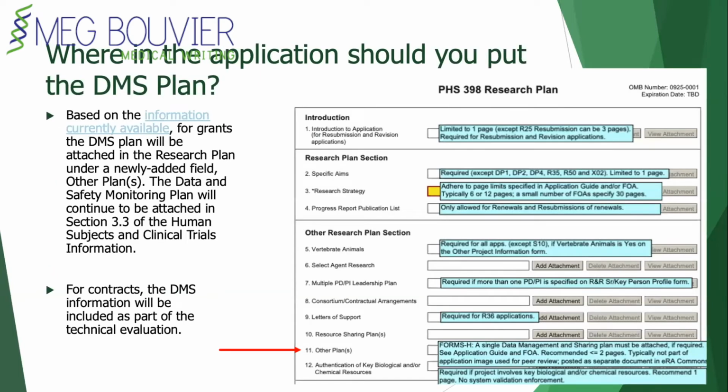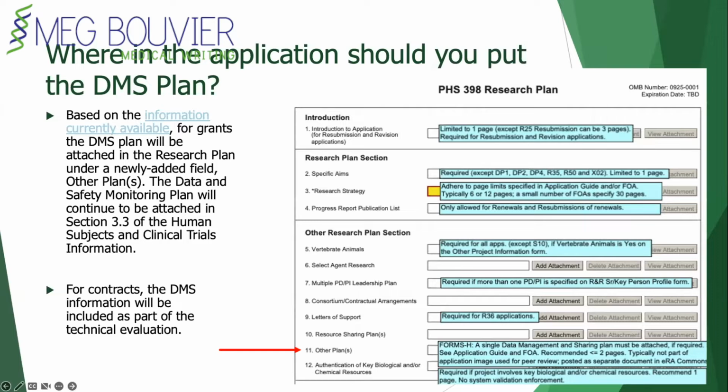So where in the application should you put it? Now, I heard 2 different things during the webinar. The first one was someone said that the data and safety monitoring plan would go away. That's usually in your human subjects section. But from what I've been able to see, this screenshot is from a draft of Forms H that's available. It doesn't look like it's going to go away.